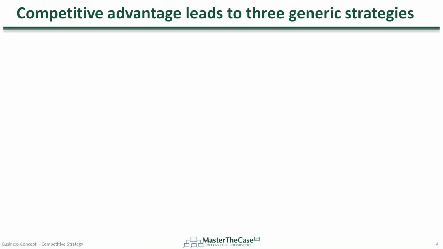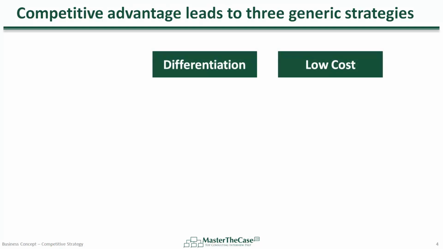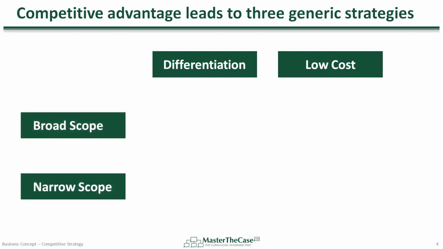Competitive advantage with its 2 main types leads to 3 generic strategies. In order to describe them, we'll structure a 2x2 strategy matrix. On the horizontal axis, we'll plot the 2 types of competitive advantage: differentiation and low cost. On the vertical axis, we'll plot competitive scope, which refers to the range of industry segments, activities, and geographies targeted by a firm, varying from broad to narrow scope.